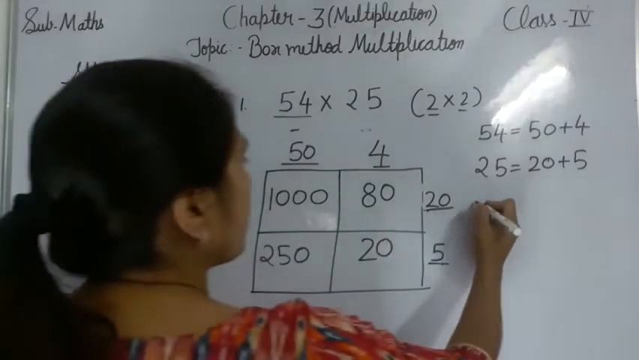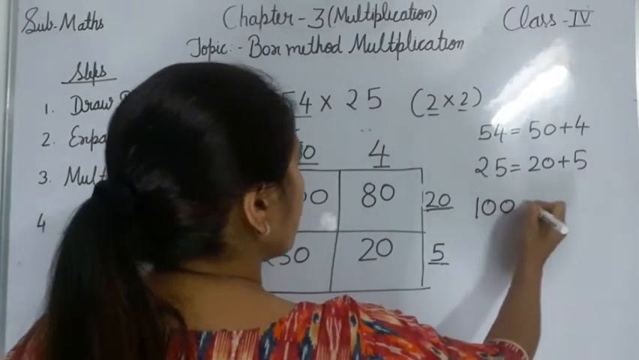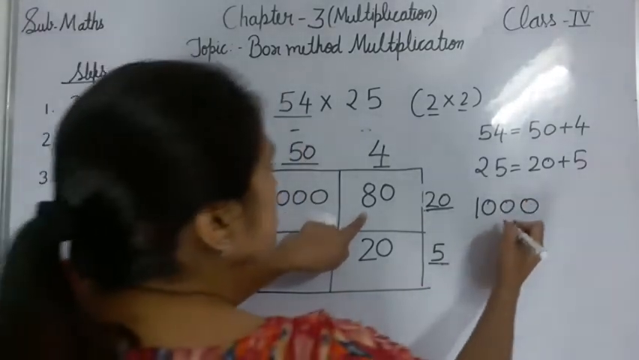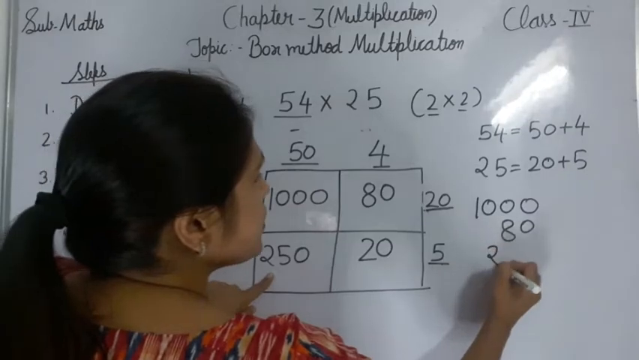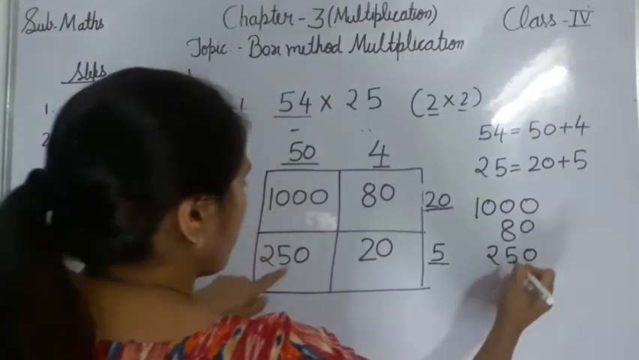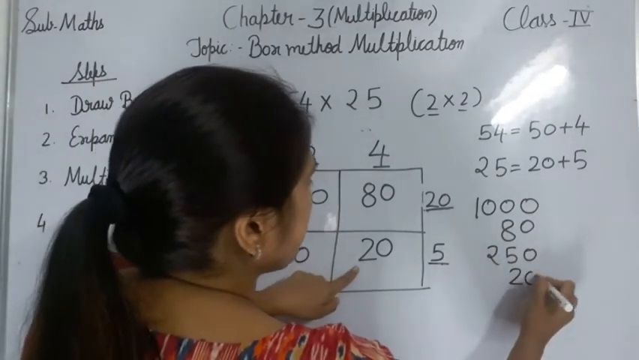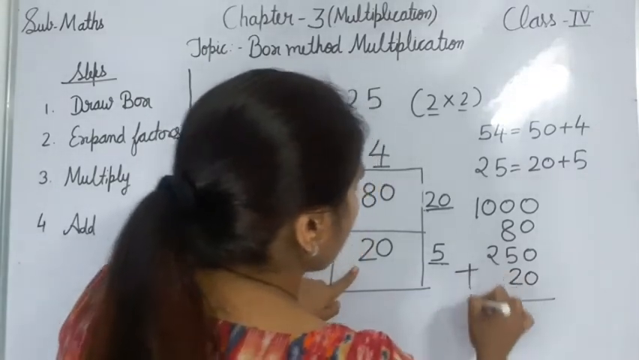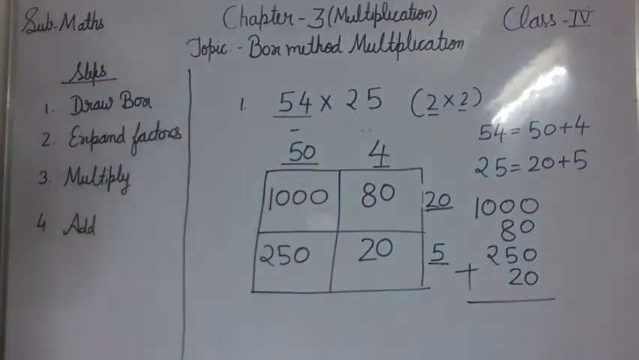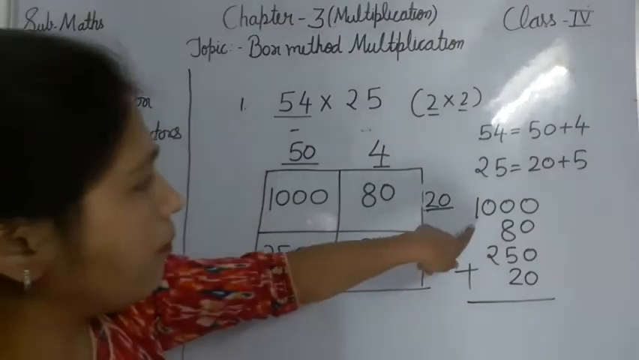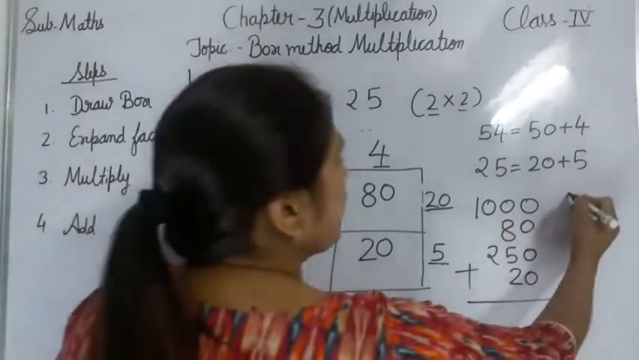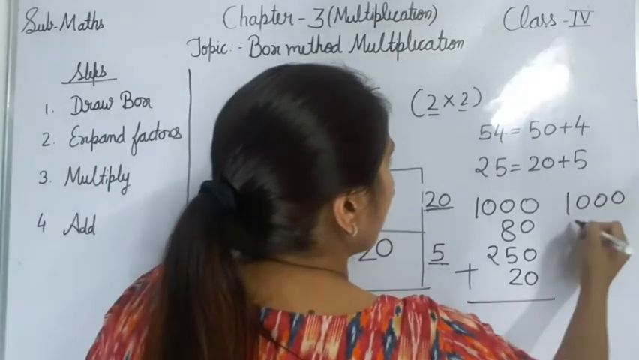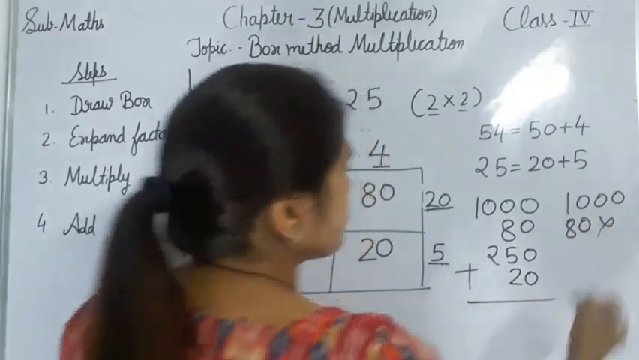Now we have to add all these numbers. Let's add them. First number 1000, second 80, third is 250 and fourth is 20. One thing you have to keep in mind while adding numbers. See, this is a 4-digit number, this is a 2-digit number. So if you write 1000, don't write 80 directly beneath it, this is wrong.